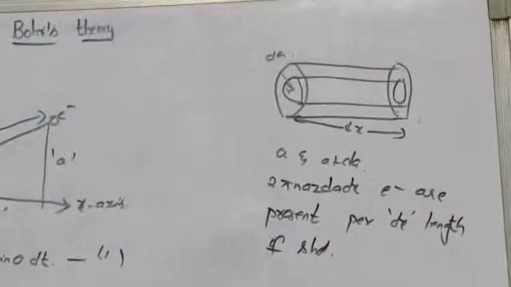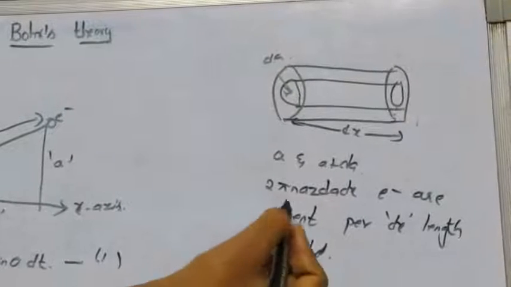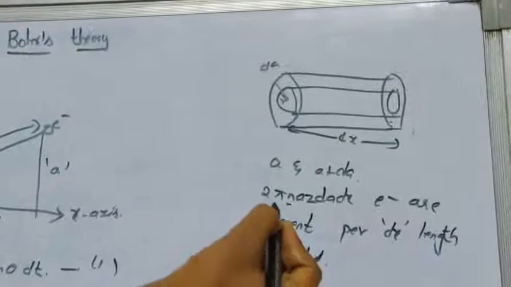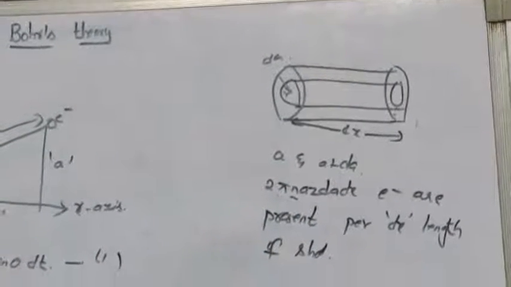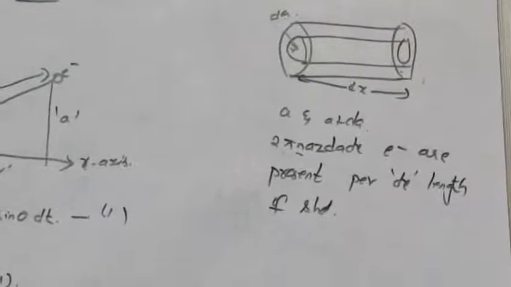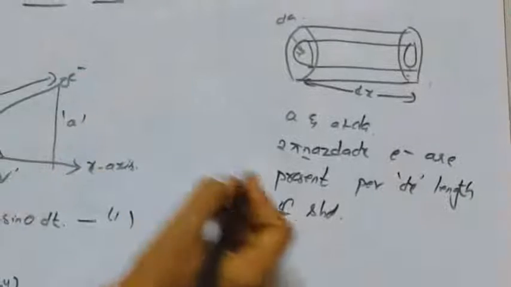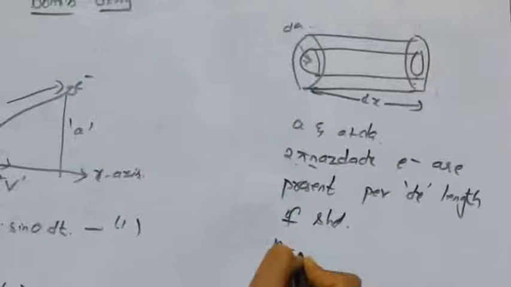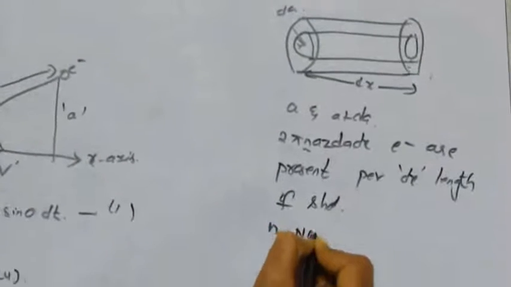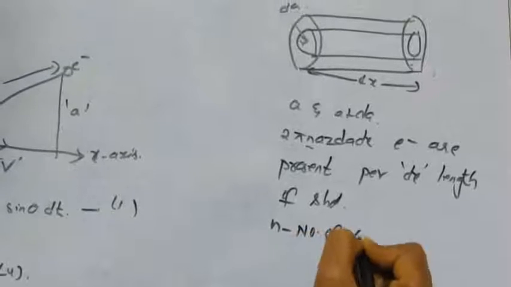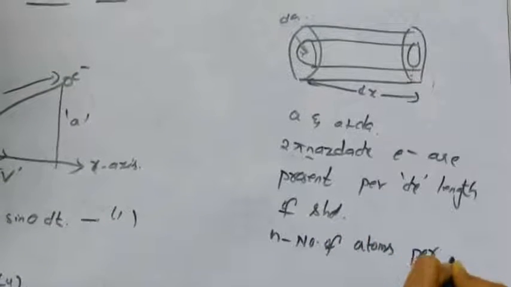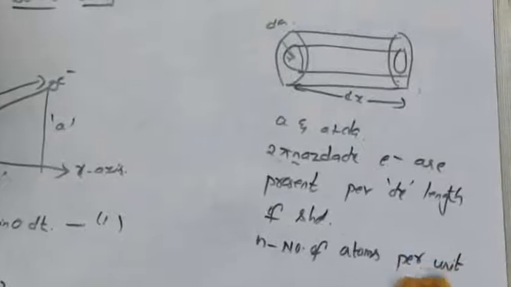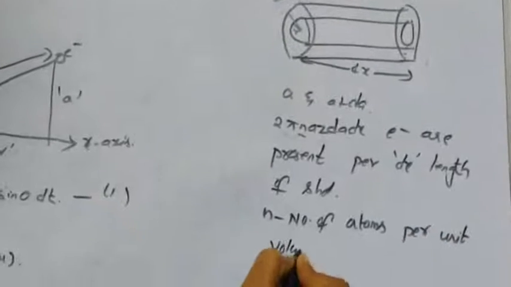In this equation, you know the value of pi, and here N you are observing. Here N represents the number of atoms present per unit volume.